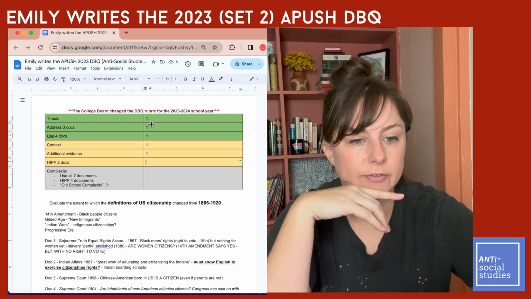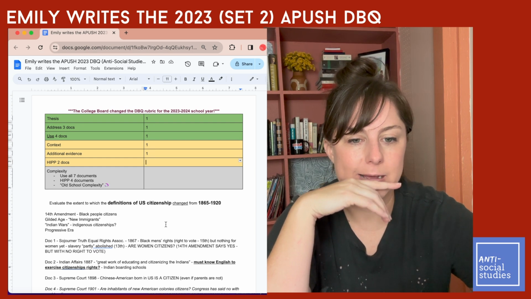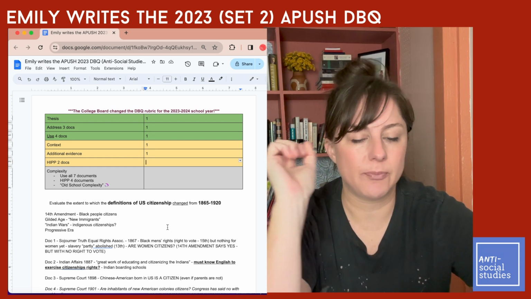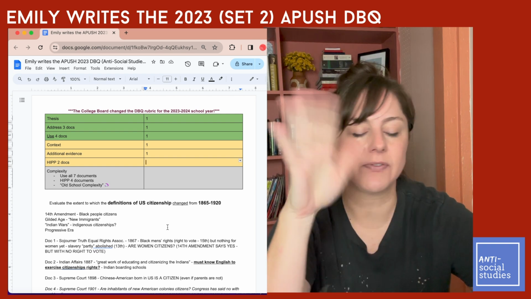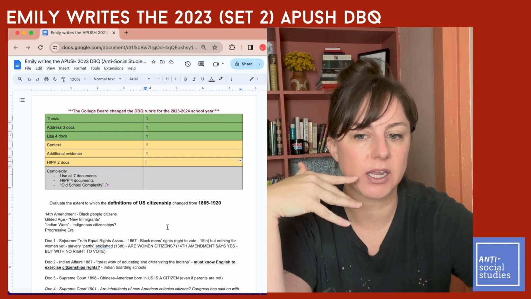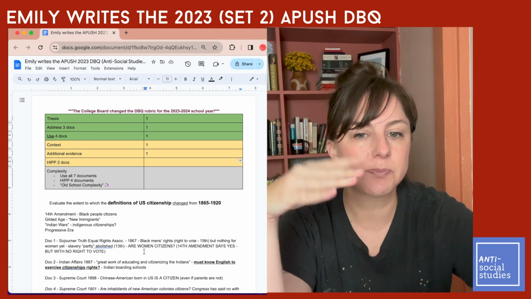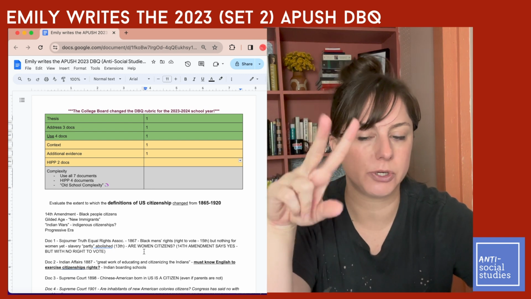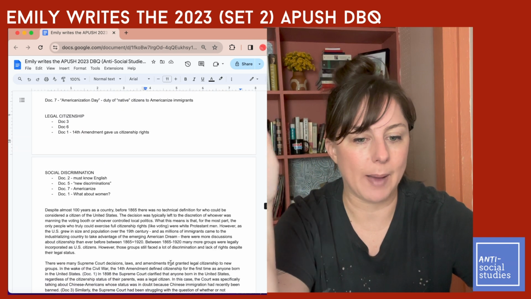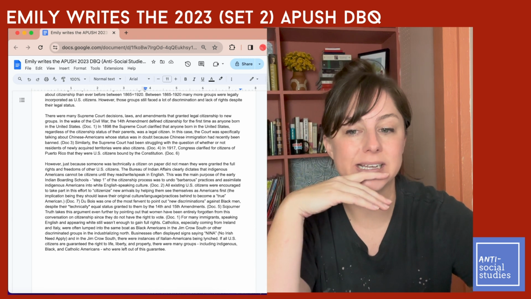So now I feel pretty confident I have a 1, 2, 3, 4, 5 HIPP. I'm not going to HIPP 4 documents. I'm not even going to go for complexity. If they want to give it to me, because I technically used all 7 documents, that's very kind of them. But before I wrap up, I am going to HIPP 2 documents, and then I'm going to wrap it up there and feel good that I've attempted a 6.